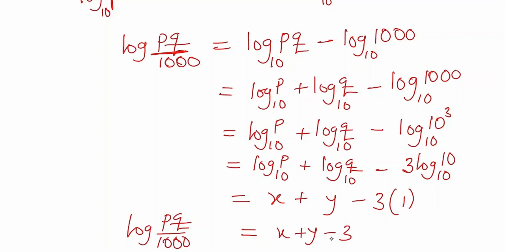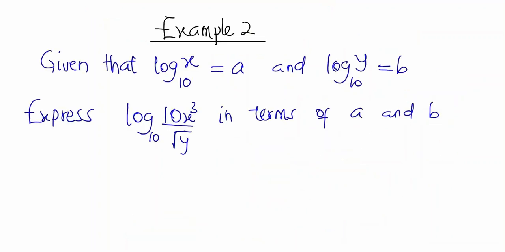Now let's try the next example. Example 2 says that given log x base 10 equal to a and log y base 10 equal to b, express log of 10x exponent 3 divided by the square root of y in terms of a and b. So you just want to express log of 10x exponent 3 divided by the square root of y base 10. Now we have to do that by considering log x base 10 and log y base 10, which are equal to a and b respectively.